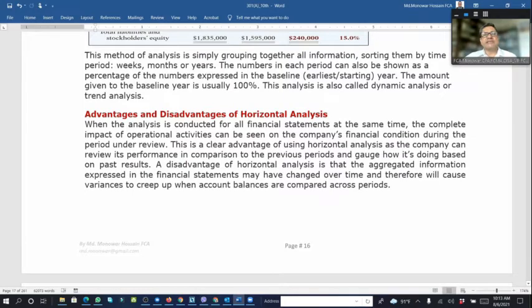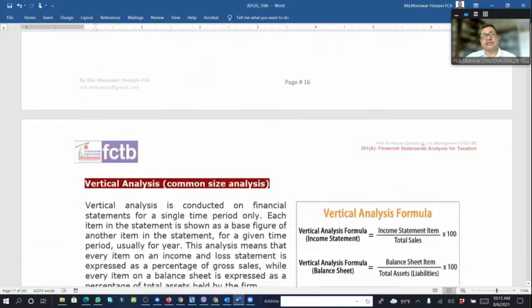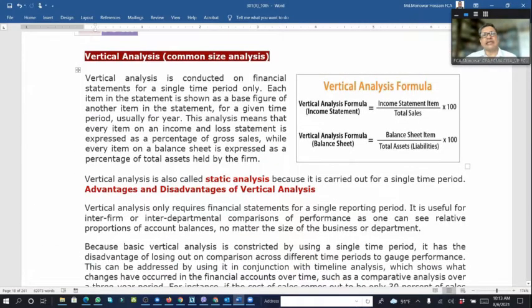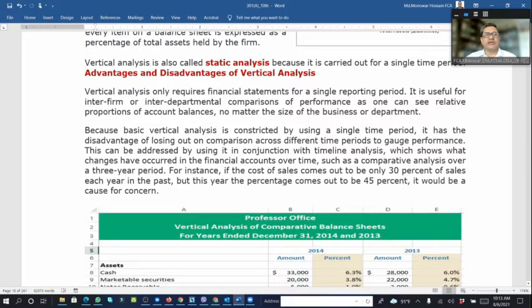It has some advantages and some disadvantages. And vertical analysis we can calculate this way. For the income statement, the item is divided by total sales, multiplied by 100. And for the balance sheet, it's the balance sheet item divided by total assets or liabilities, multiplied by 100. So this way we calculate the percentage.